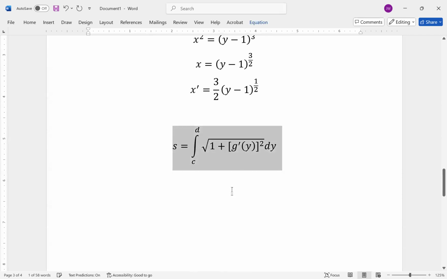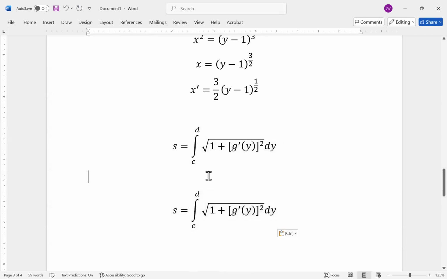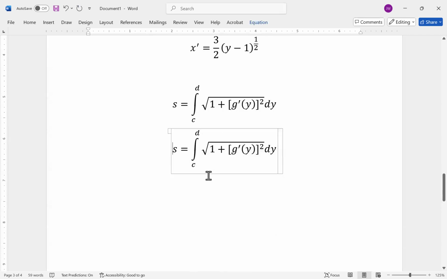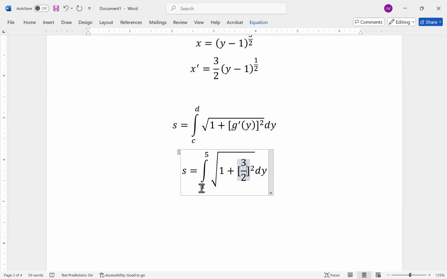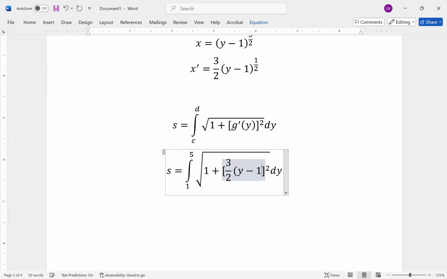Now we're ready to set up our arc length. The bounds are going to go from 1 to 5, square root of 1 plus the derivative squared. The derivative is 3/2 y minus 1 raised to the 1/2 power.